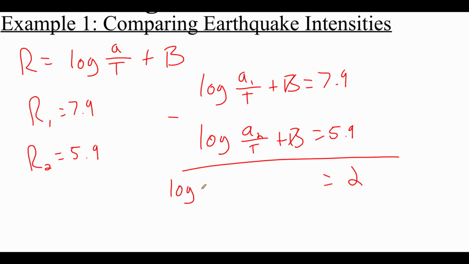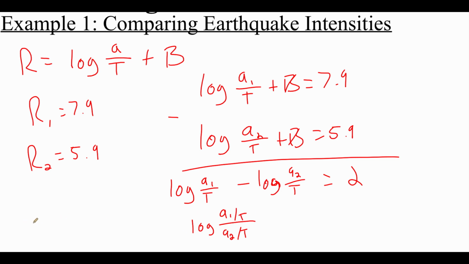So I'm just going to write this as the log of A1 over T minus the log of A2 over T. But when we're dealing with logarithms and we have subtraction, we can condense those down using our quotient property. So I can actually write this as the log of A1 over T over A2 over T. But now what's going to happen in here with these fractions?